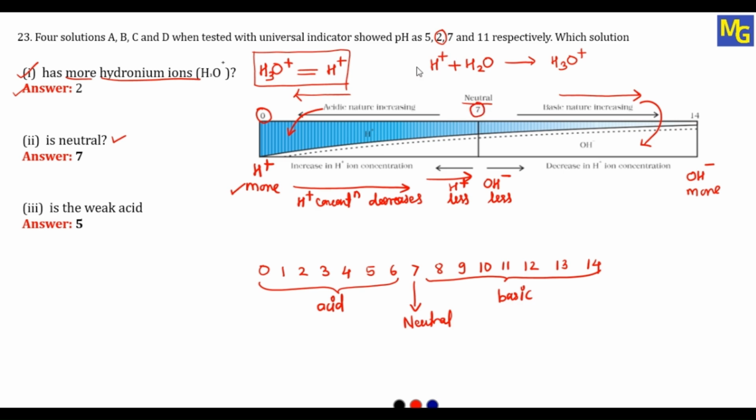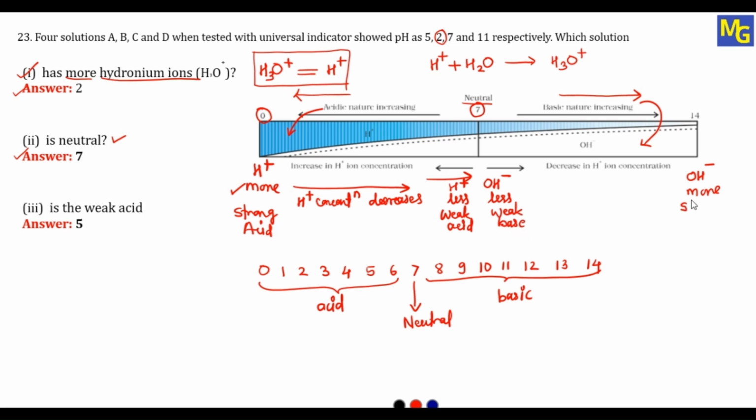See the third one, they are asking about the weak acid. If it has more H plus, then it will be a strong acid. If it has less H plus, it will be a weak acid. You have to remember this. If it has less OH, then it will be a weak base. If it has more OH, it will be a strong base.